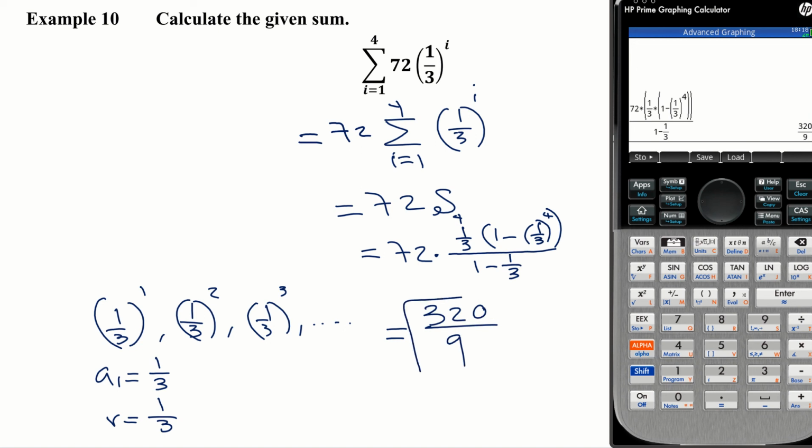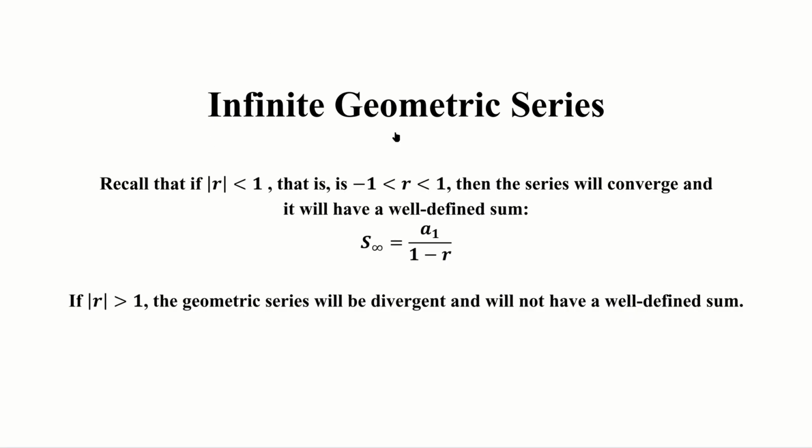All right, so there is that particular problem and how to go about it. Next, we want to look at a couple of infinite geometric series. Recall that if the absolute value of the common ratio r is less than 1, which means basically r is some number between -1 and 1, then the series will converge and it will have a well-defined sum. Namely, that infinite sum is going to be the first term divided by 1 minus the common ratio. We already derived that and showed where that comes from. Now, if the absolute value of r is greater than 1, the geometric series will be divergent and it will not have a well-defined sum.